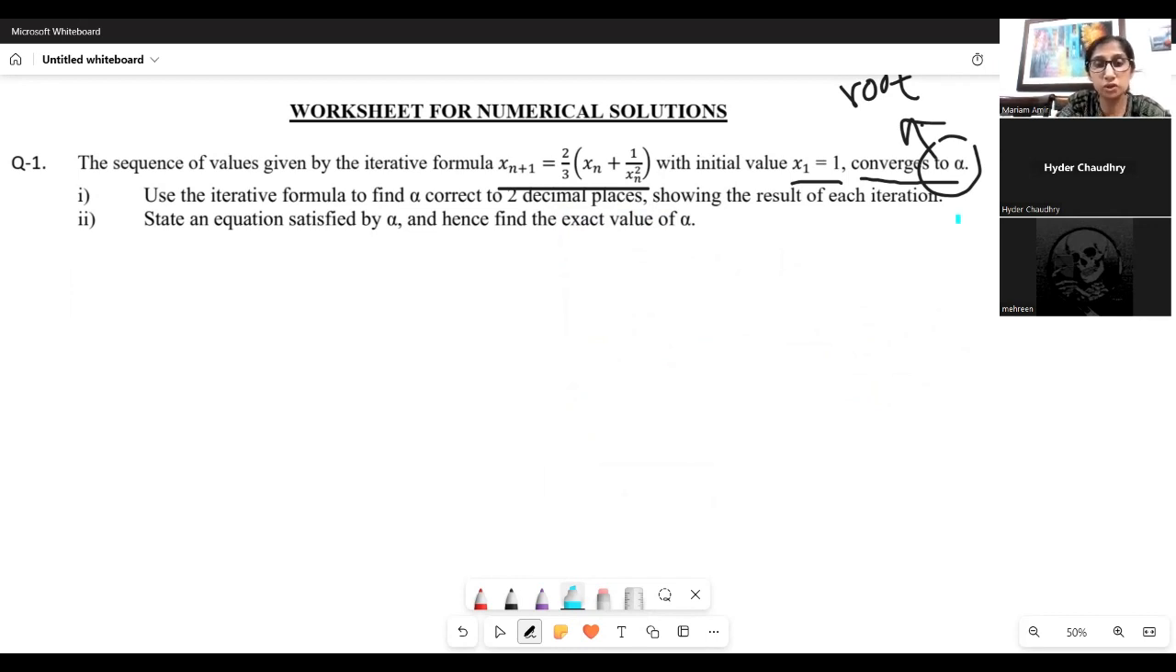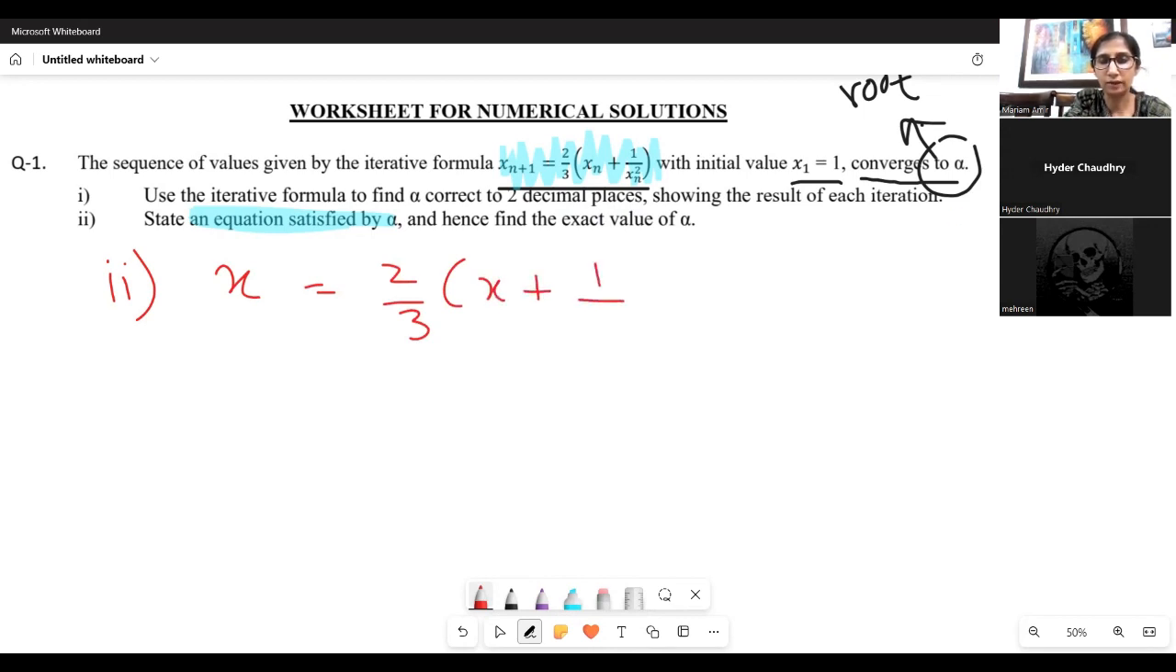Part 2, state an equation satisfied by alpha. Now this root we found, 1 point something, which equation is it the root of? That we can find from this iterative formula. Now we undo the iterative formula. When we were making the iterative formula, we were writing n+1 and n on both sides. Now we'll remove the subscripts first, the n's from the equation. So you have x equals 2 by 3 x plus 1 by x square. Let's slightly rearrange it because we have x on both sides. Now we bring it to the same side. So we have 3x equals 2x plus 1 by x square. So we have x equals 1 by x square. This could be the equation.